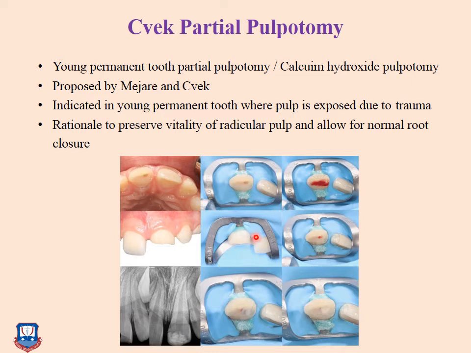So this helps to preserve the vitality of the radicular pulp and allow for the normal root closure. So this calcium hydroxide will help preserve the vitality of the radicular pulp and this in turn will help the closure of the roots.